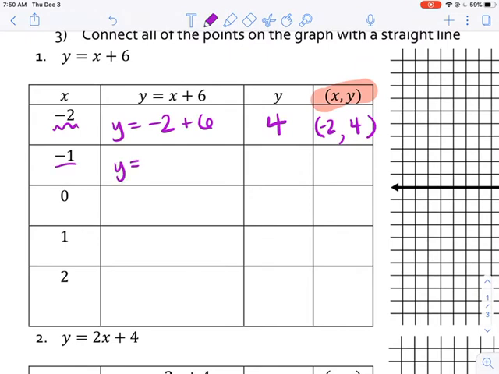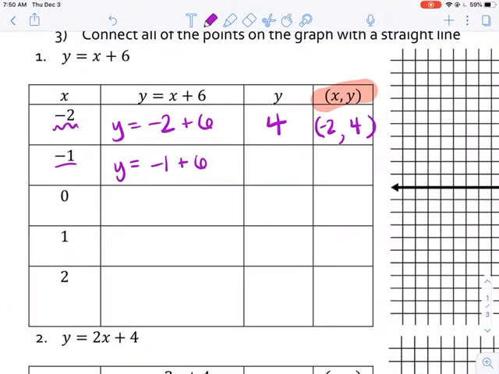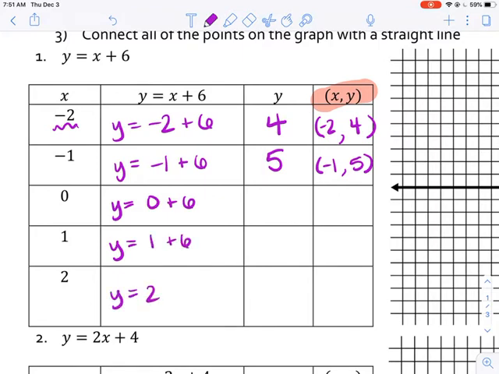So this will look exactly the same, except instead of -2, we now have -1. And then when I plug that into my calculator, -1 plus 6, I get 5. So here we go, we have 5 here. So now my x, y coordinates will be that -1 and that 5. Okay, and then you could probably just look at this and be like, oh, I'm just going to write the same thing every time. So let's go ahead and do that real quick.